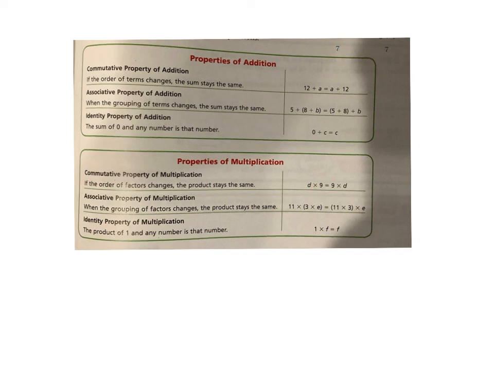Same for multiplication, commutative property of multiplication. D times 9 will come out as the same answer as 9 times D. Associative property of multiplication, I have 11 times 3 times E. My only operation is multiply. So if I want to regroup and do 11 times 3 before dealing with the E, I can do that. And the identity property of multiplication, 1 times F. F will maintain his identity because anything times 1 maintains its identity. He will still be F.